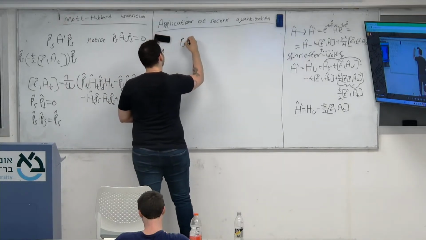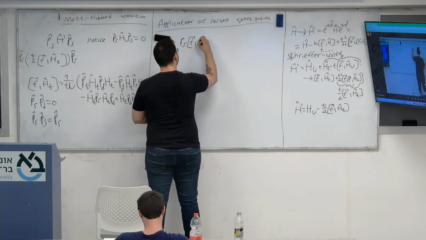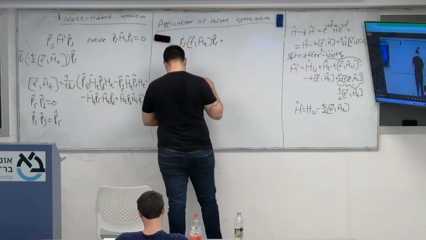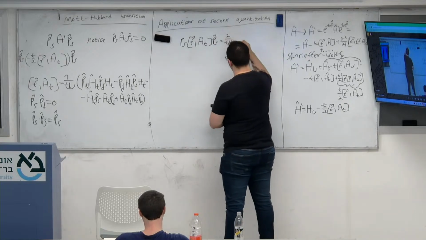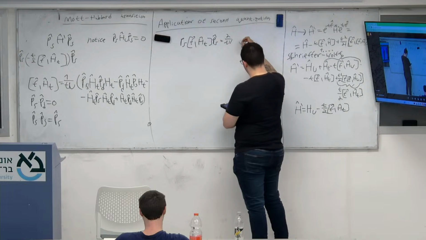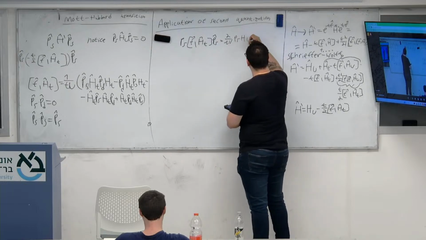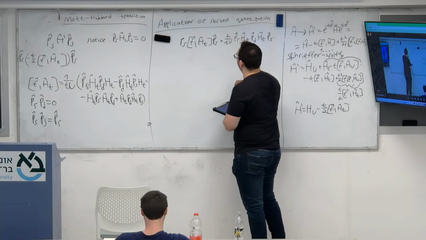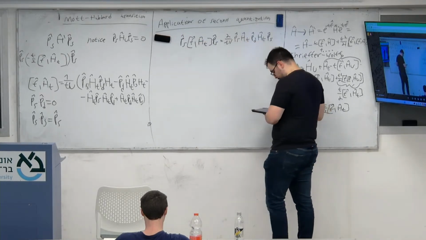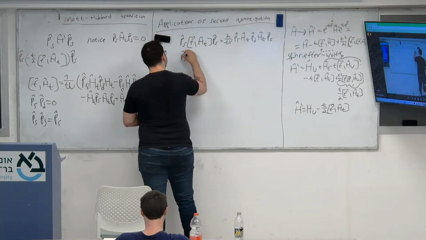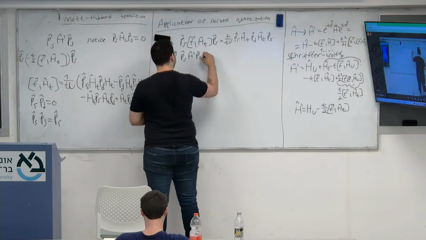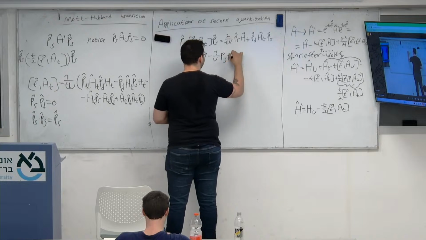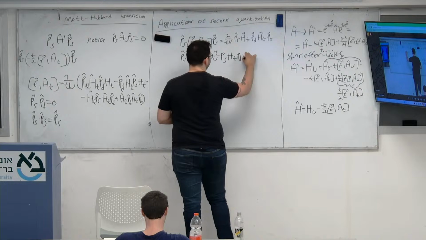Overall, P_S F H_T P_S equals 2 times P_S H_T P_D H_T P_S. And of course, P_S H tilde P_S equals minus 1 over U P_S H_T P_D H_T P_S.